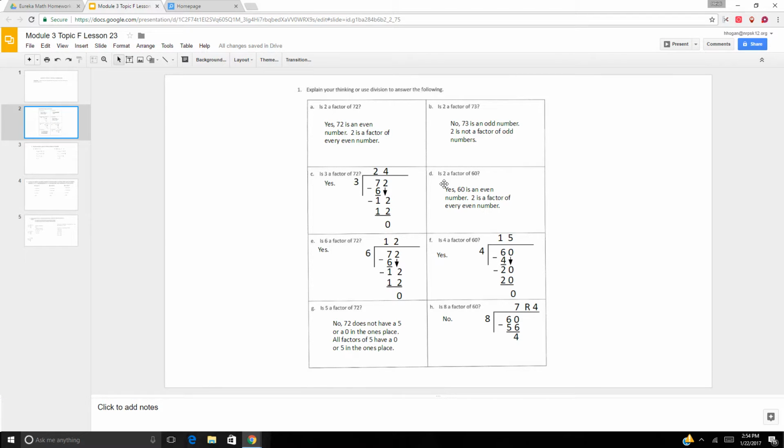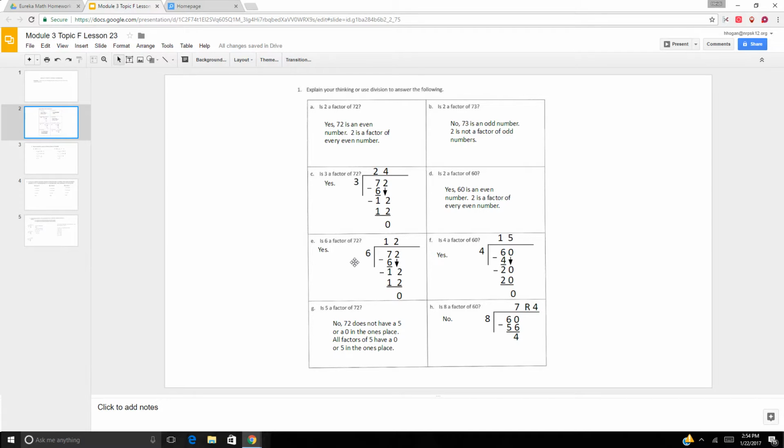Is 2 a factor of 60? Well, yes, because 60 is an even number, so 2 is a factor of every even number. Is 6 a factor of 72? Well, here's our first pattern. 6 is a factor of 2 and 3. And 2 times 3 is 6. So is it a factor of 72?